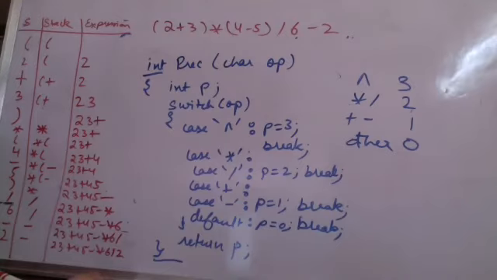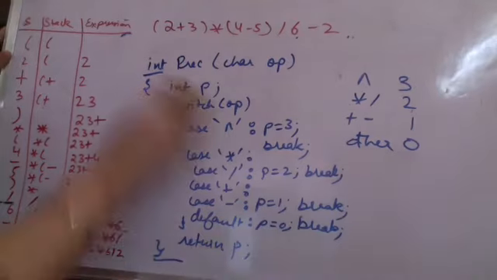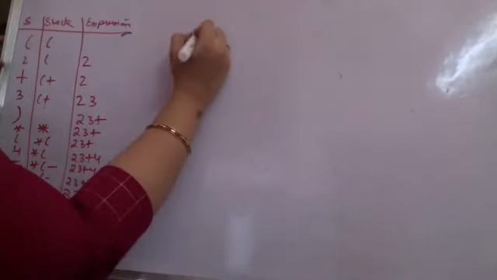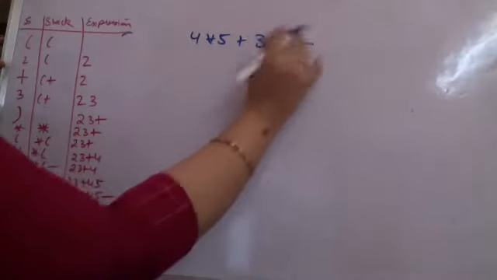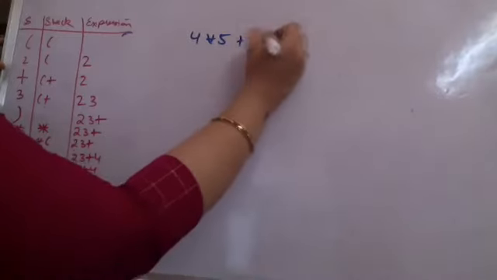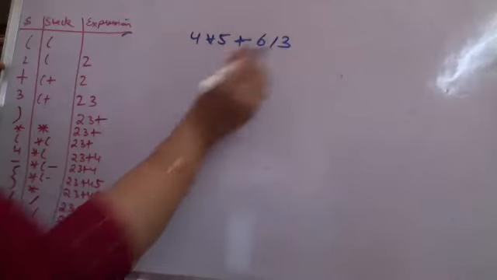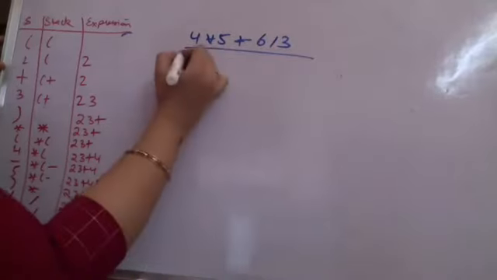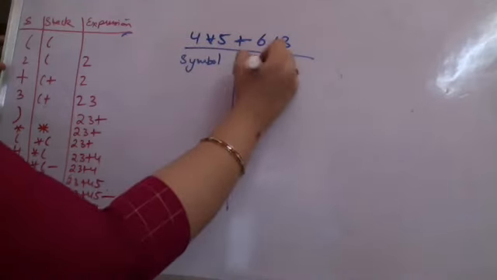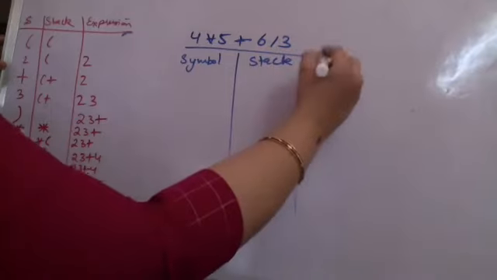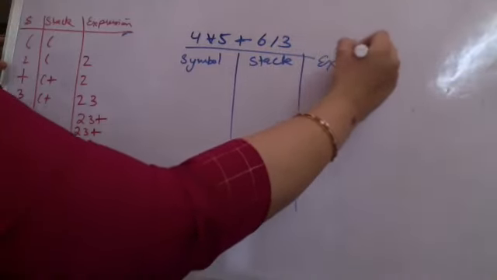Should I take one more example, a smaller example? Let me just quickly take a smaller example for you. Supposedly I am having 4 multiplied by 5 plus 6 divided by 3. Supposedly only this example I am taking, just for quick work. So the symbol that I am scanning, you need to see. What is the current stack, you need to see. And the final expression that you are getting. This is my postfix expression.